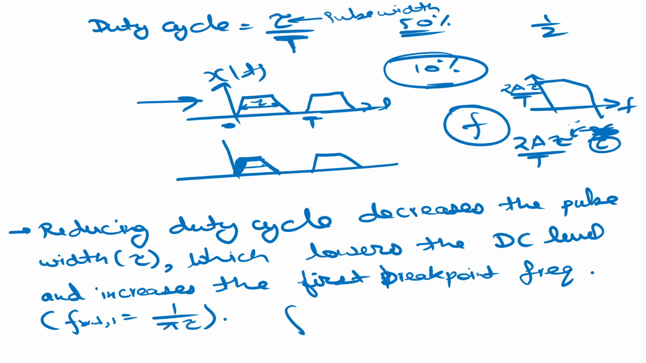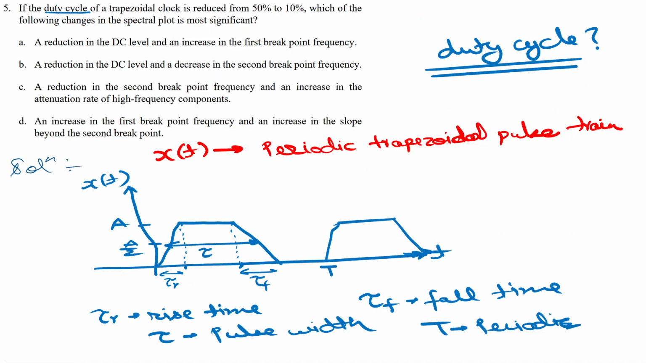Means the second breakpoint frequency will remain unchanged. If we increase or decrease the pulse width, it has no effect because it depends on 1 by pi tau r. So in the problem they are asking, if we lower the duty cycle for a trapezoidal clock from 50 to 10%, which of the following changes in a spectral plot is most significant?